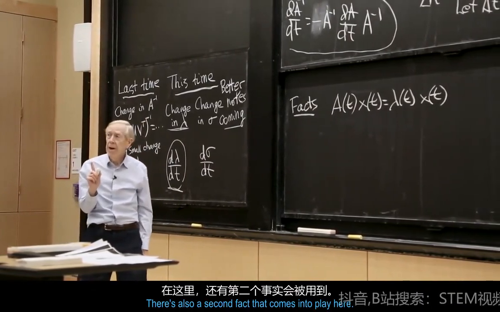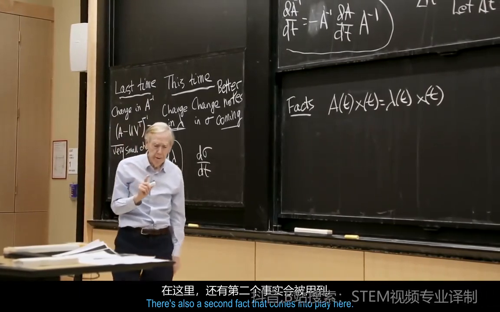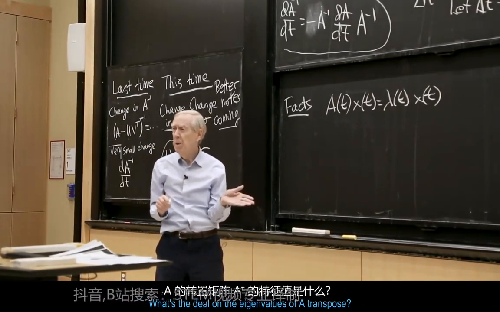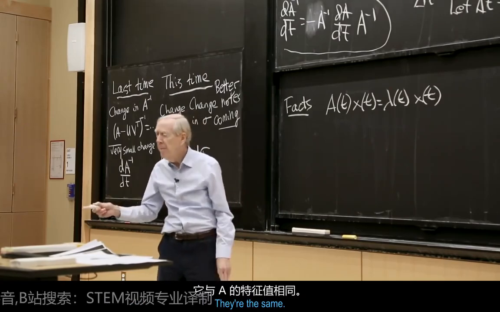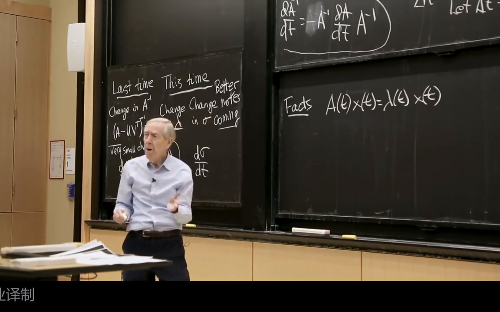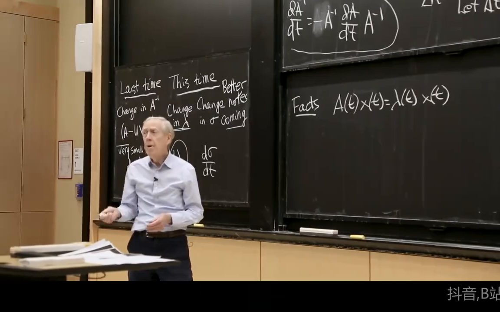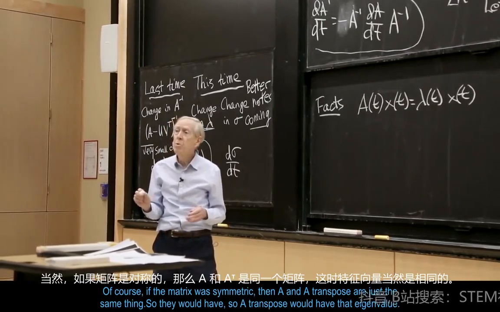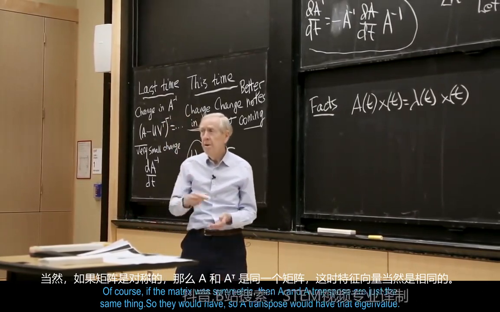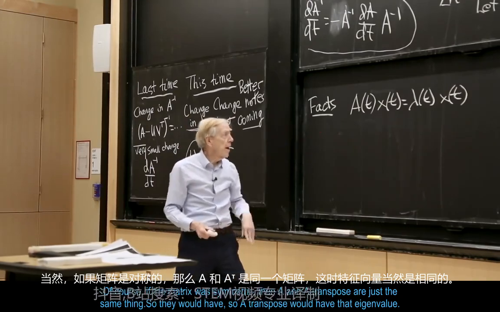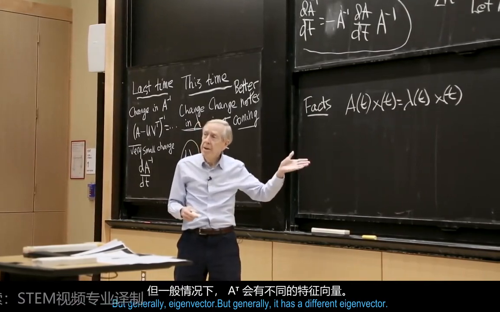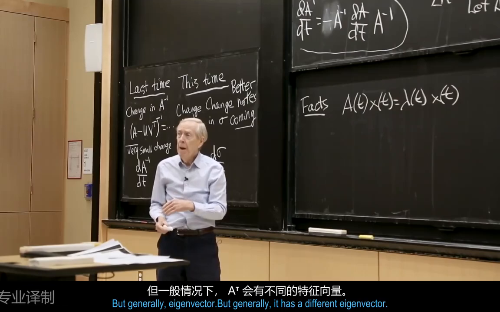There's also a second fact that comes into play here. What's the deal on the eigenvalues of A transpose? They're the same. The eigenvalues of A transpose are the same as the eigenvalues of A. Are the eigenvectors the same? Not usually. Of course, if the matrix was symmetric, then A and A transpose are just the same thing. So A transpose would have that eigenvalue. But generally, it has a different eigenvector.